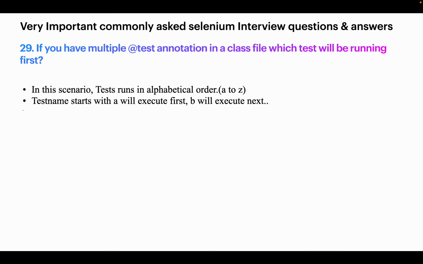So if you have multiple @Test annotations in a class file, which test will run first? Basically, consider you have 10 test methods using the TestNG annotation @Test. So what test method will run first? It goes in alphabetical order. Suppose a test name starts with A, that particular test will be executed first. Next, the test with B might get executed. So basically, tests run in alphabetical order.